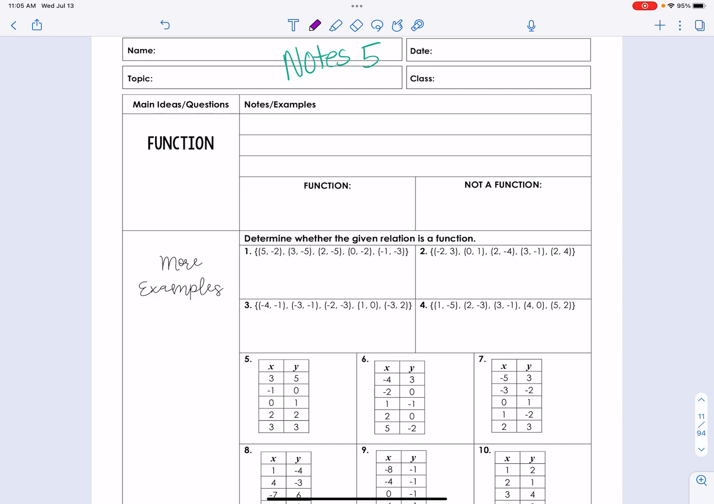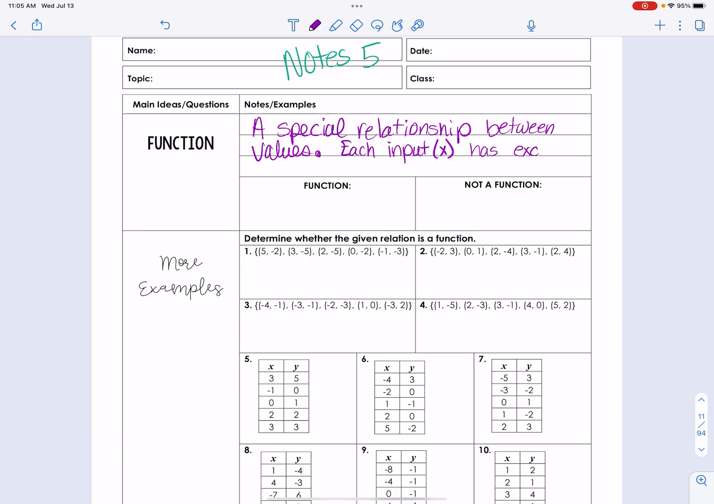Okay, so a function is a special relationship between values. Okay, this is the important part. Each input, which is our x, has exactly one output, which is our y. This is really important. Highlight this.